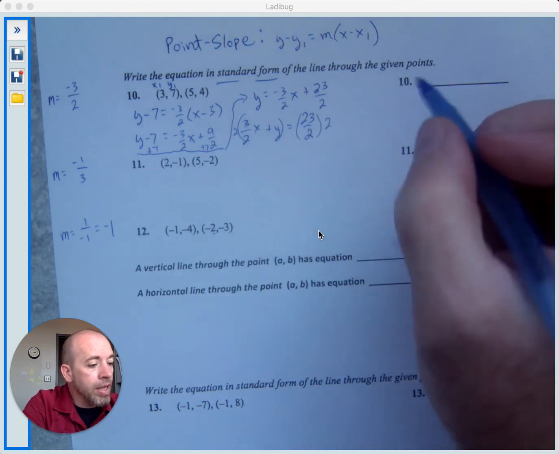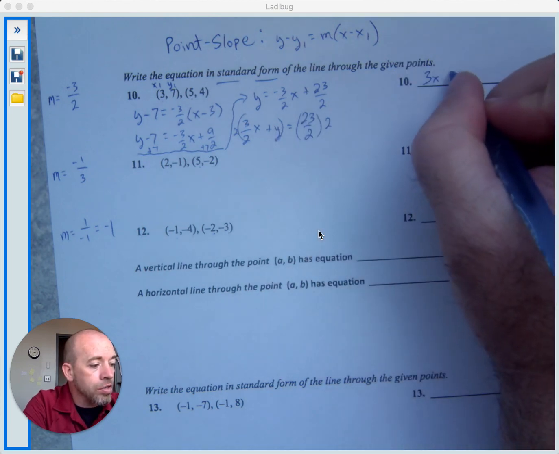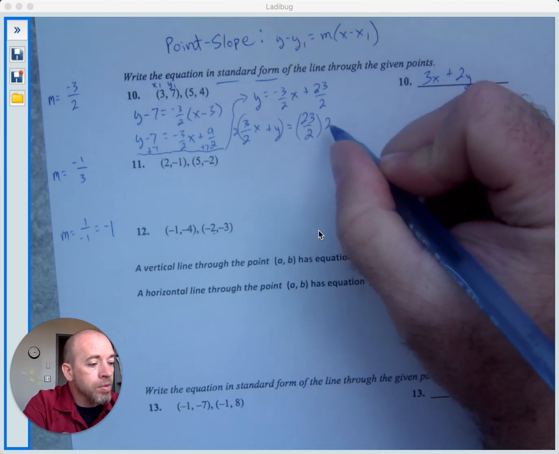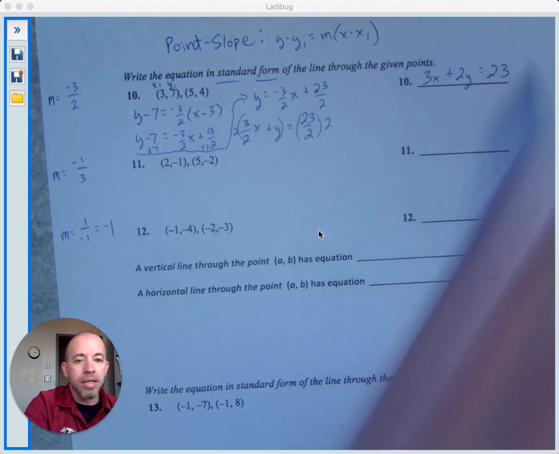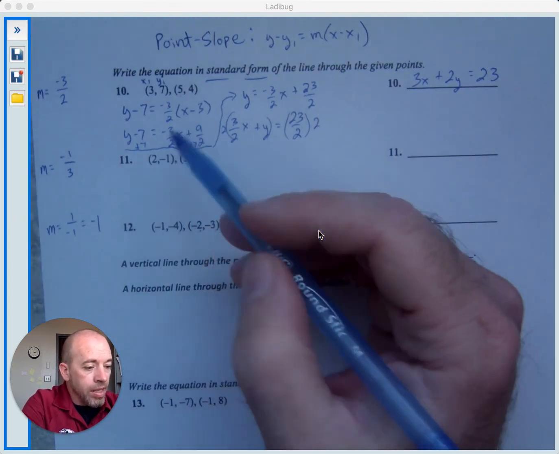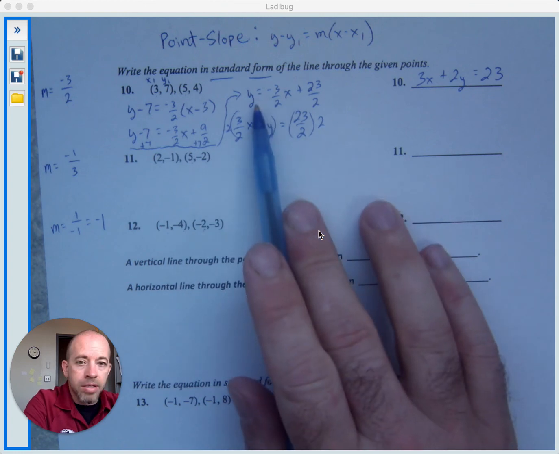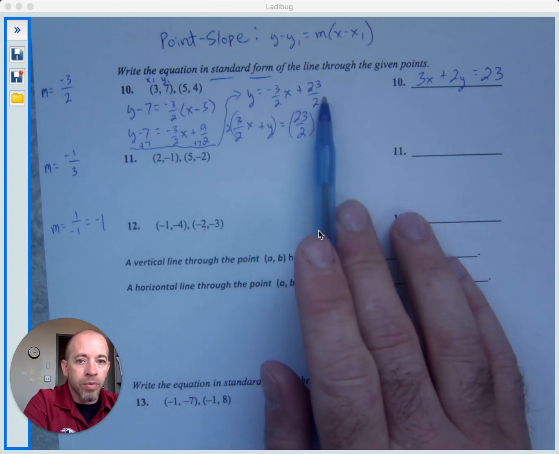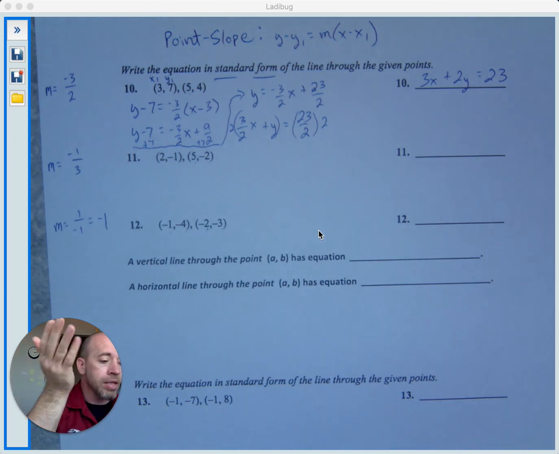2 times 3 halves x is just 3x. 2 times y is just 2y. And 2 times 23 halves is 23. And that is our standard form, right? So we, again, went through point-slope, worked our way to slope-intercept, and then worked our way to standard. So let's try that with the next example.